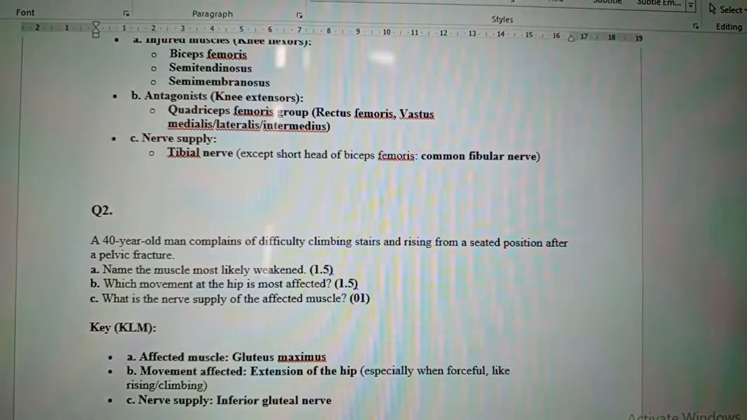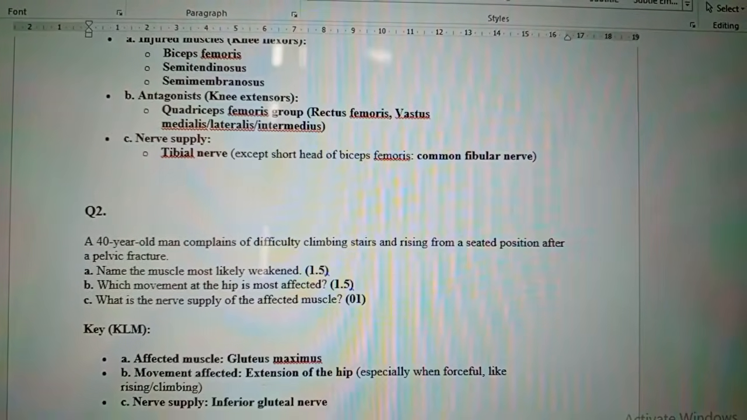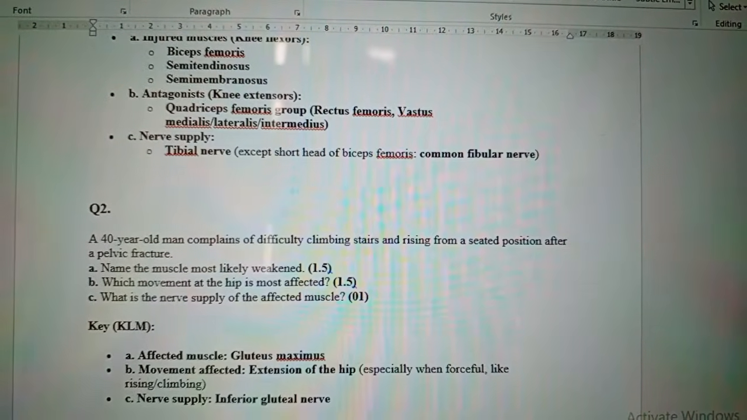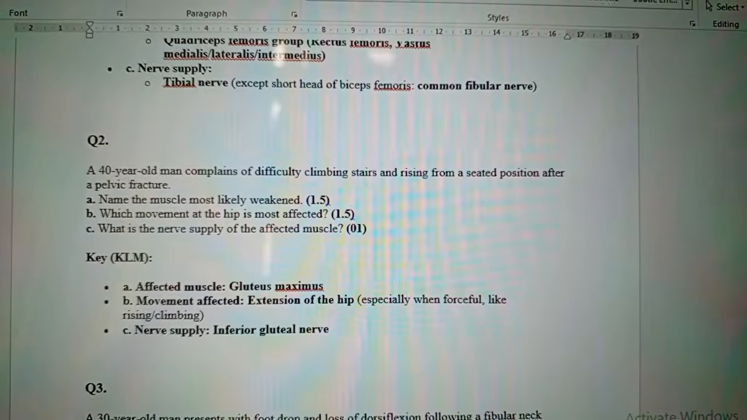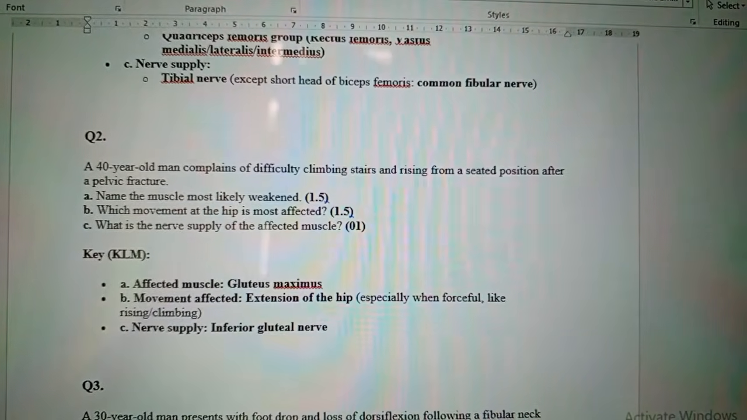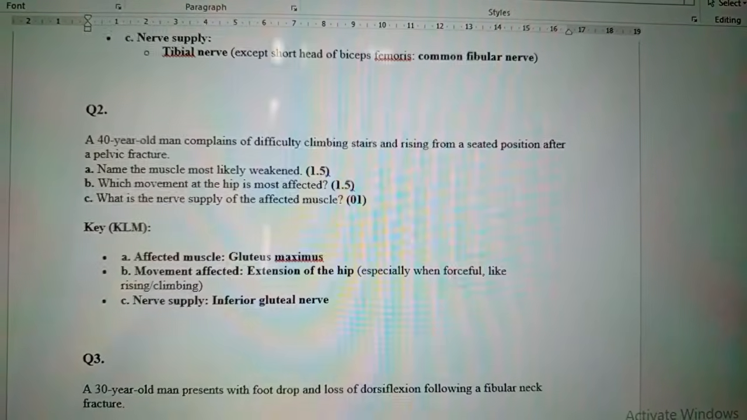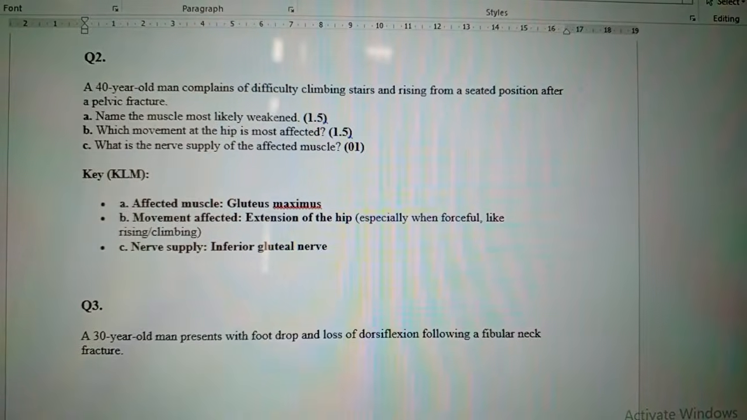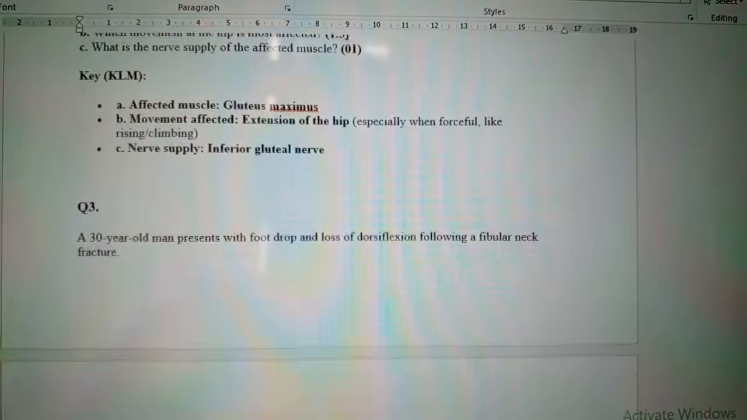Question number 2, part A, is asking you the muscle most likely weakened, which movement at the hip is most affected, and what is the nerve supply of the affected muscle. And the answer is, the affected muscle is gluteus maximus, and the movement that is affected is extension of the hip, especially when forceful, like rising or climbing. And the nerve that has been injured is the inferior gluteal nerve that supplies the gluteus maximus muscle.